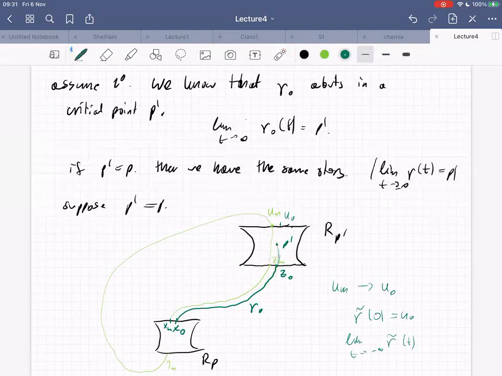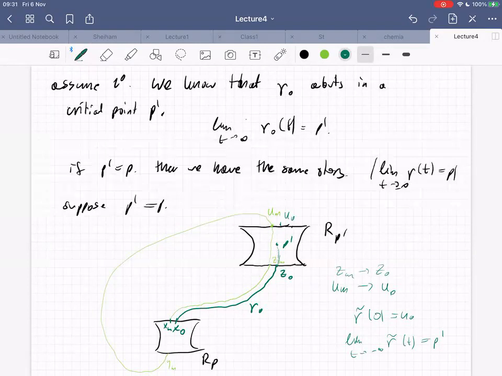UM is the accumulation point of U naughts, and ZM is the accumulation point of Z naught. If I start at UM and go back, I leave at ZM. So if I start at U naught and I go back, if I leave, I have to leave at Z naught. But I can't leave at Z naught, because if I start at Z naught, I hit P prime. And this tells me that the trajectory through U naught goes back to P prime.